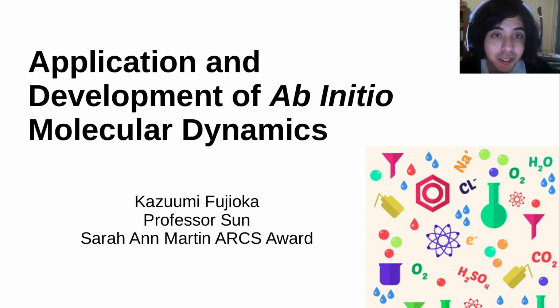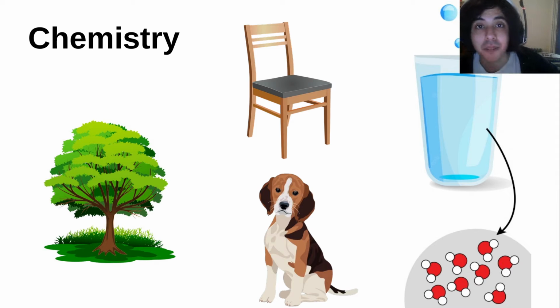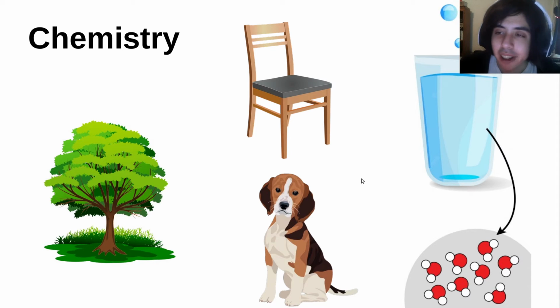Today I'd like to go over our research into the application and development of ab initio molecular dynamics. Now, in chemistry, we look at the world at the molecular level. Atoms combining in different numbers and types to form all the different matter we see in the world, from trees to glasses of water. And at the molecular level, things are hard to actually see, so these matter changes, these chemical reactions, are difficult to visualize.